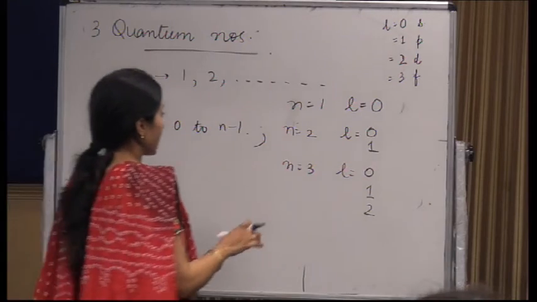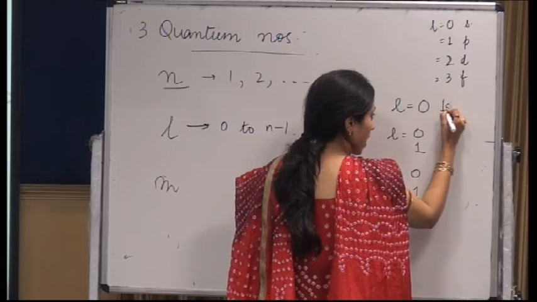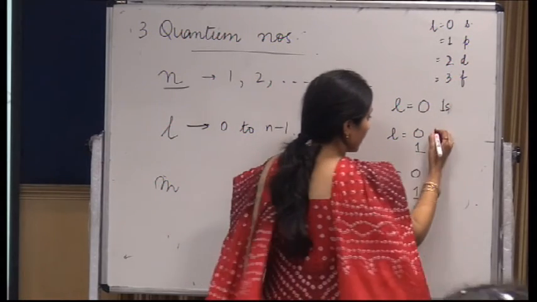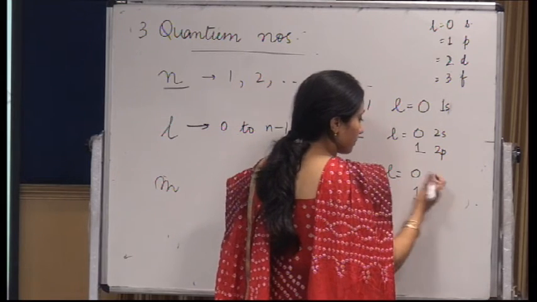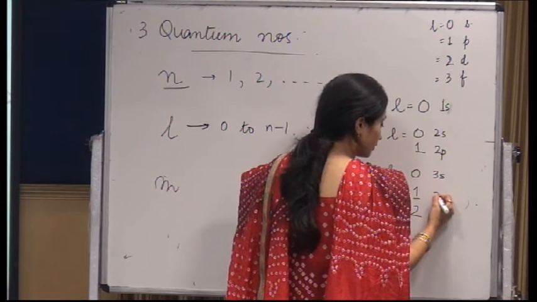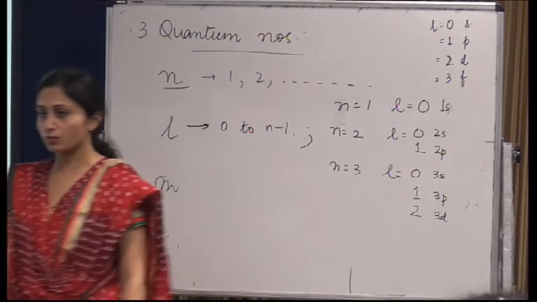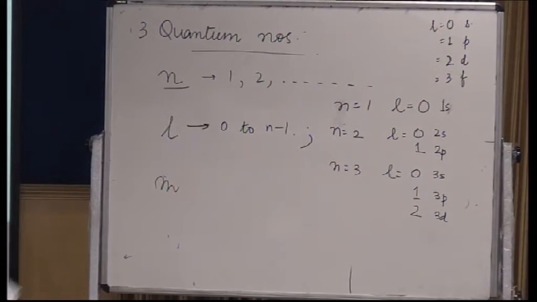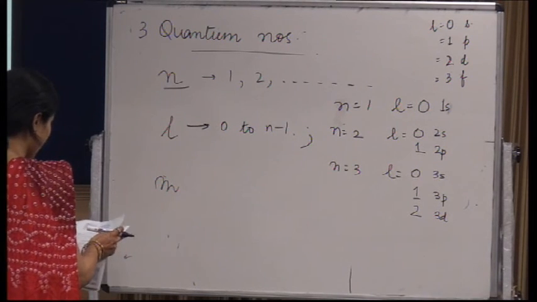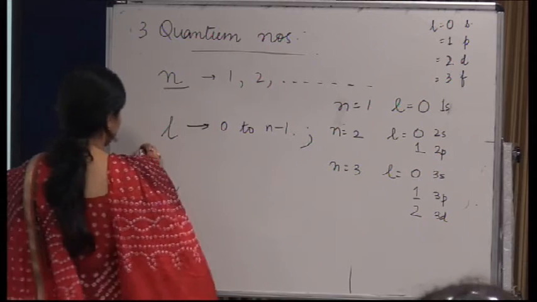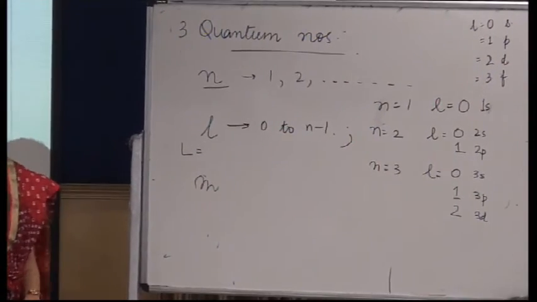So when n is equal to 1, this will be 1s, this will be 2s and 2p, this will be 3s, 3p, 3d and so on. You can just find it out. Okay, clear with that? One important factor that I wanted to tell you here is your orbital angular momentum. You know the L values, right? Your L values will be known if you know n.